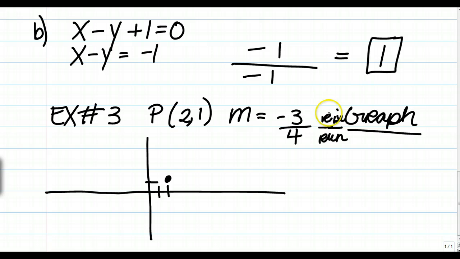So the rise is up or down depending on the number, and the run is left to right. So when I look at the rise, I know that I'm going to go down 3 because it's a negative, and I'm going to run in the positive direction because it's a positive 4. So again, rise is up or down, run is left to right. So here I'm going to start with my point at negative 2, 1, and I'm going to count down 3. 1, 2, 3. And I'm going to run 4. 1, 2, 3, 4.